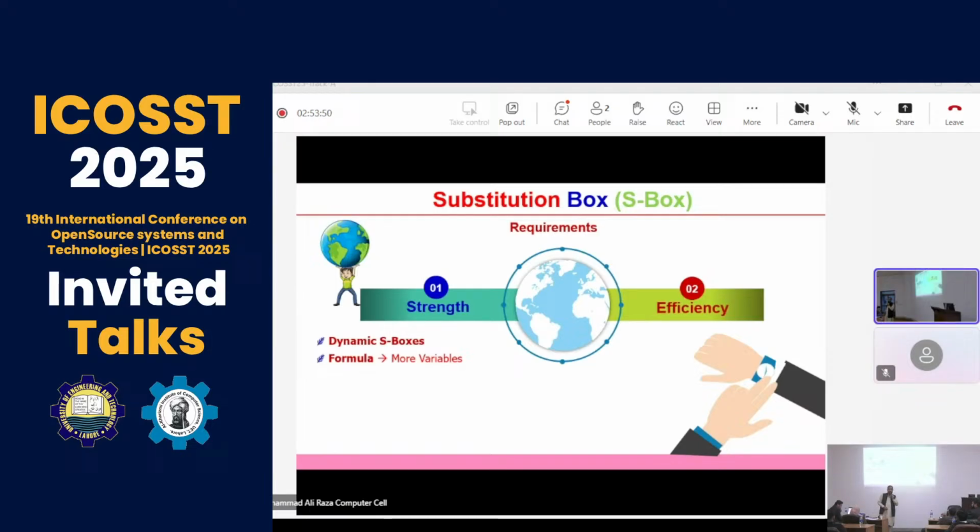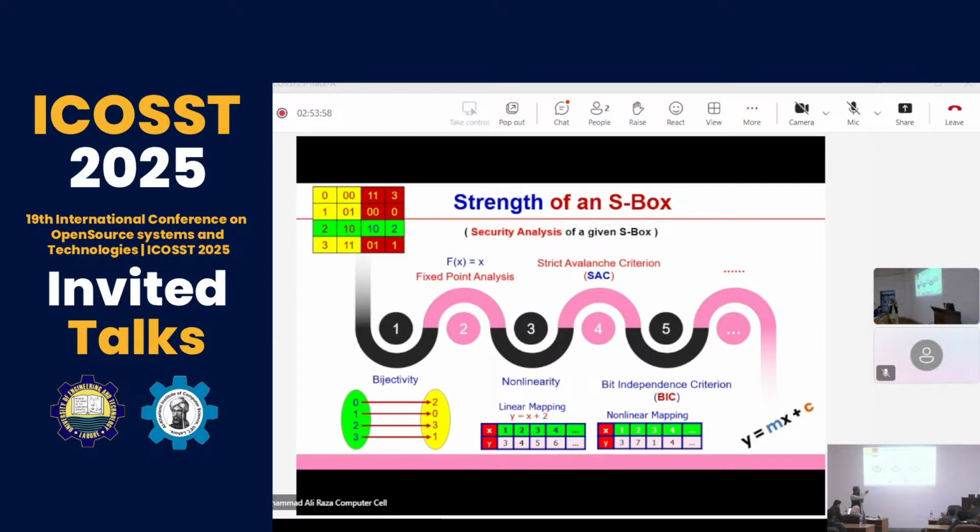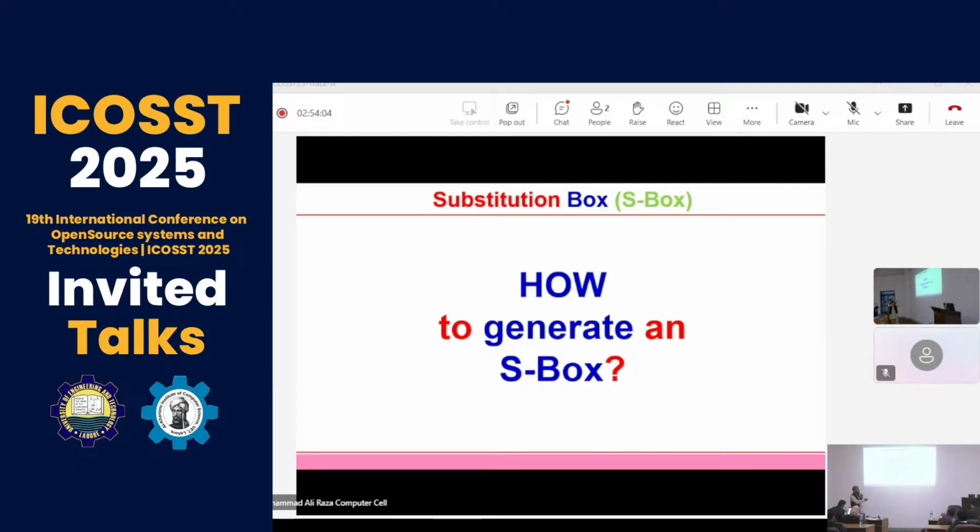An S box must be a strong one. These are the two requirements, and it must be generated in an efficient way. These are the few properties which we must test whenever we design an S box. How to generate an S box?